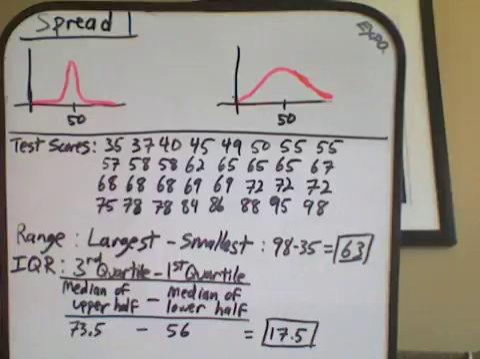In this case, 17.5. And it really tells you how fat the distribution is. A larger interquartile range corresponds to a wider spread, like the diagram on the right up above. And a smaller interquartile range corresponds to a smaller spread, a more narrow distribution like the one on the left up above.